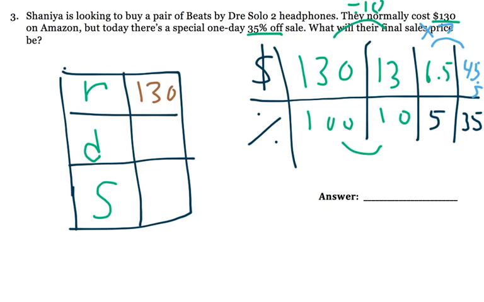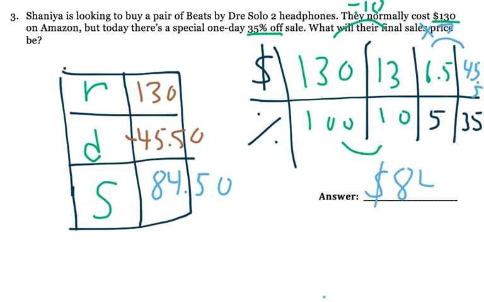So the discount will be $45.50, which we will subtract from 130 and get our final answer of $84.50. So the final answer will be $84.50.